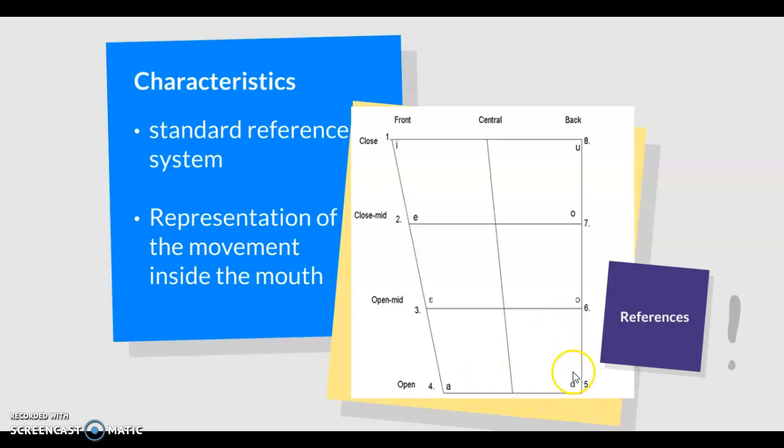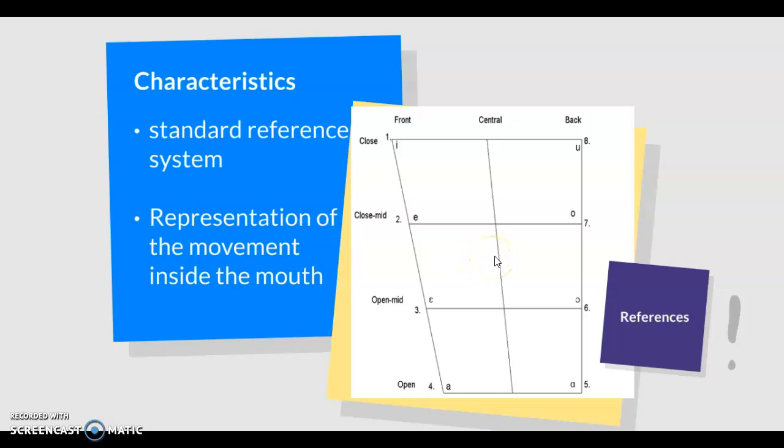Let me see. Yes, with this one. Oh, or with this one. So any sound near here would be open-mid, which says that the level of your tongue would be open but not close. Yes, and everything between these two squares is between central and back, or central and front. So this is a representation of the movement inside your mouth.